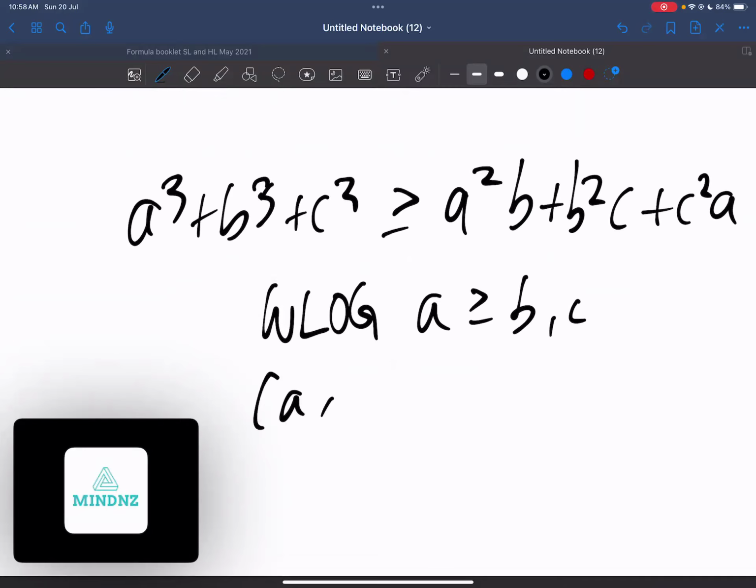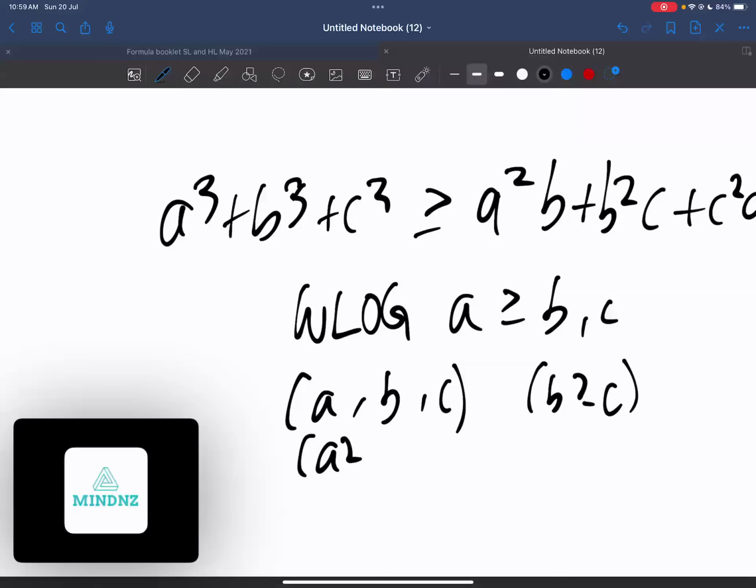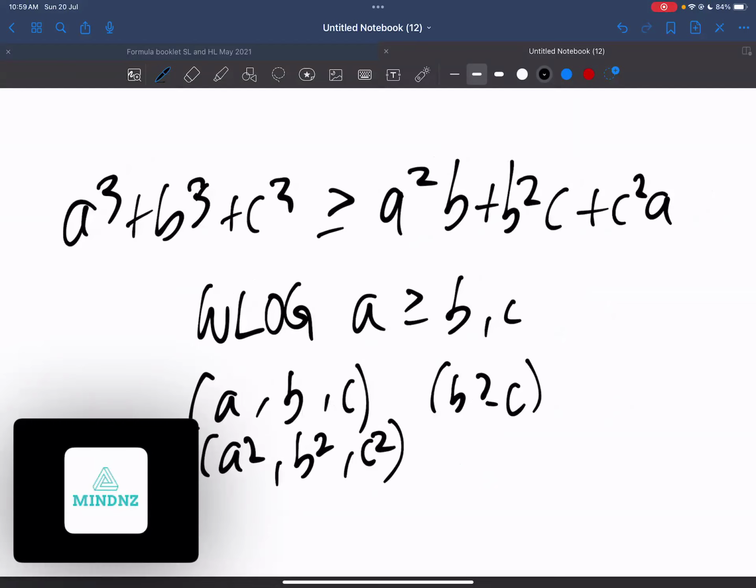So if we ordered it like A, B, C, so B is greater than or equal to C, then we know that A squared, B squared, C squared is also going to have the same order, right? So the left-hand side is going to be the permutation that maximizes the expression because you have A times A squared, B times B squared, C times C squared, and then you add all of that up. And then this is not that, right? So it's ordered differently. So your solution won't be the maximal one. So this one has to be the maximum one.